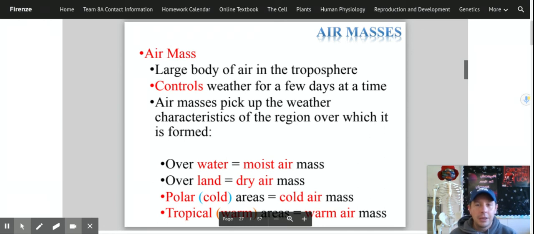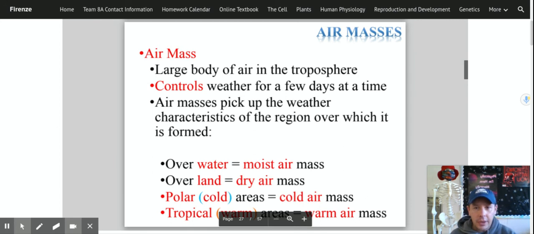Now, the thing about air masses is that it actually picks up the characteristics of weather from where it's formed. If it forms in cold weather, then the air inside the bubble is going to be cold. If it forms in moist air, then the air inside the bubble is going to be moist and have a lot of water in it. So there's different combinations that we can look at, but it's really simple to understand. Wherever air masses develop, they pick up those characteristics of weather, and it stays in that bubble as it moves across the country.